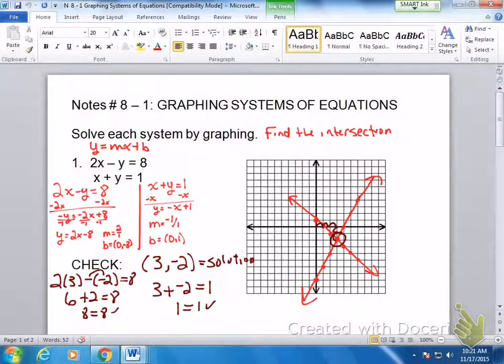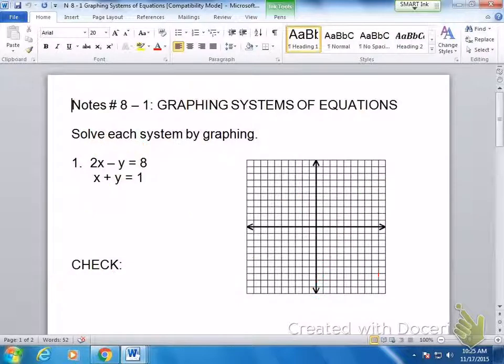So guys, you got to be careful when you solve for y. You got to be careful with your graphing. Do multiple points, and you should get your answer. All right, let's go to the next one.